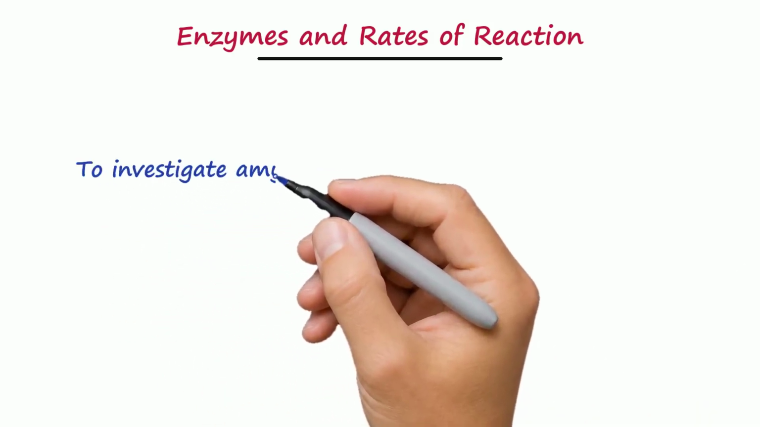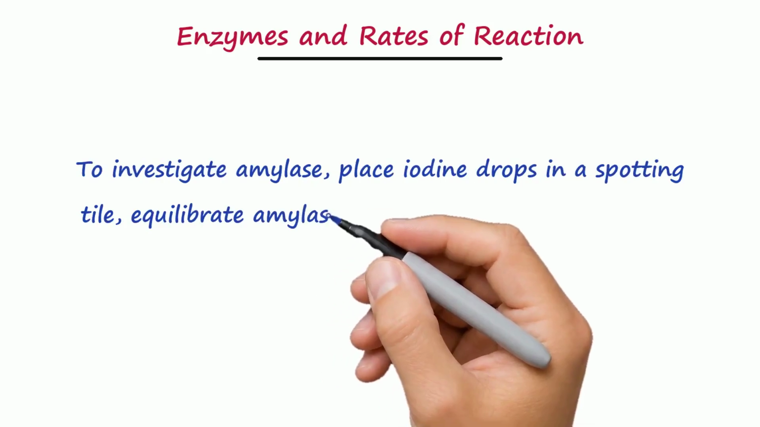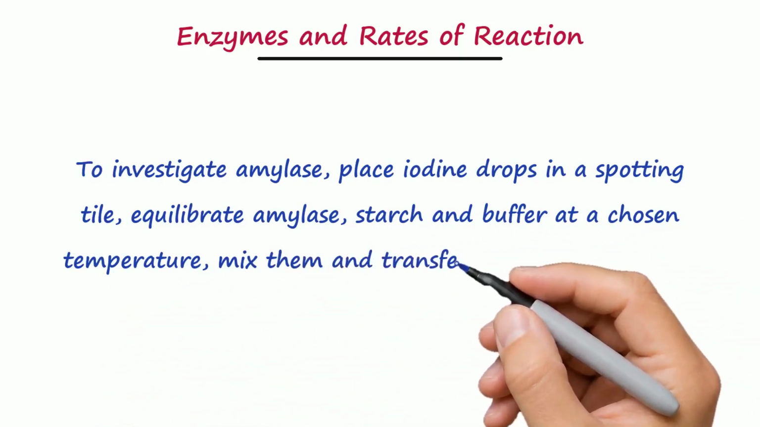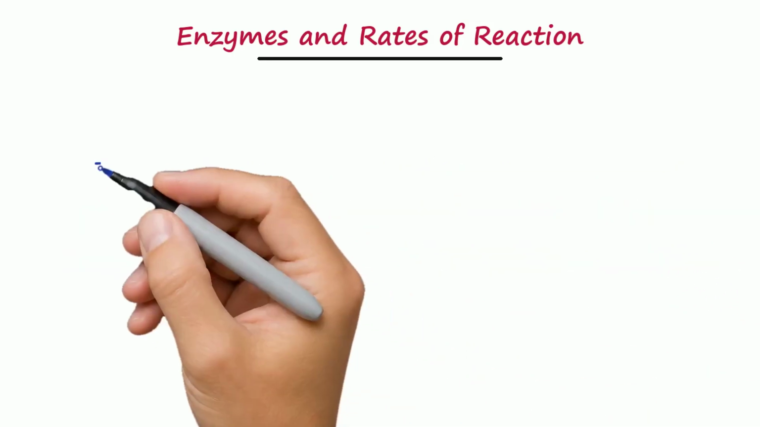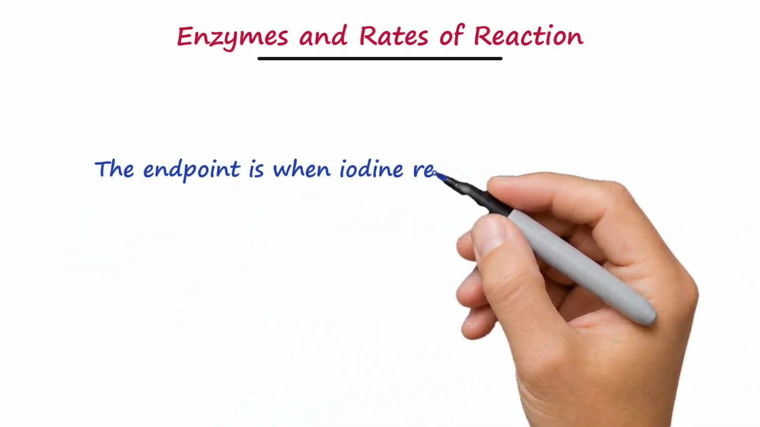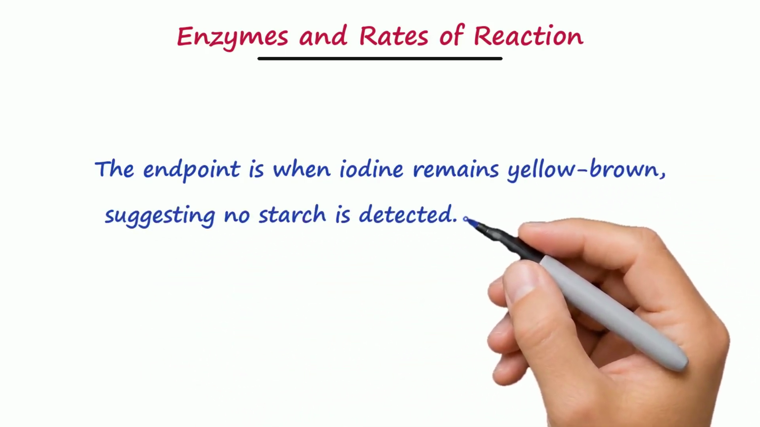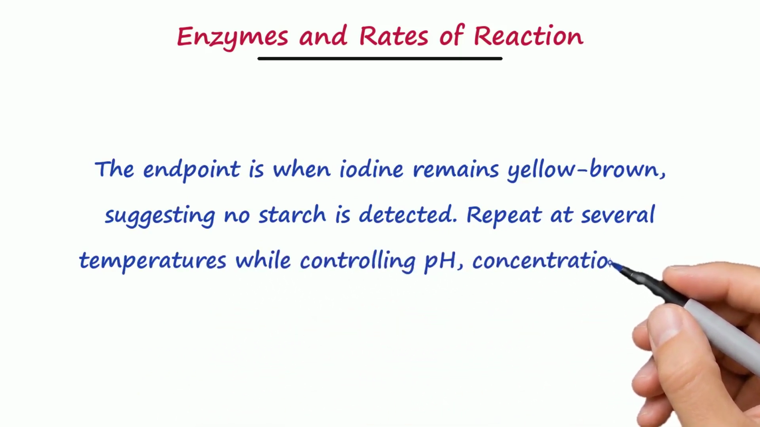To investigate amylase, place iodine drops in a spotting tile. Equilibrate amylase, starch and buffer at a chosen temperature, mix them and transfer samples to iodine at fixed intervals. The endpoint is when iodine remains yellow-brown, suggesting no starch is detected. Repeat at several temperatures while controlling pH, concentrations, and volumes.